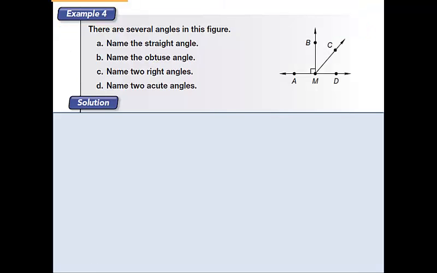There are several angles in this figure. I want you to identify a straight angle, an obtuse angle, two right angles, and two acute angles. See if you can write them the right way that we learned in the previous slides. Go back and rewind if you need to, and see if you can identify these.